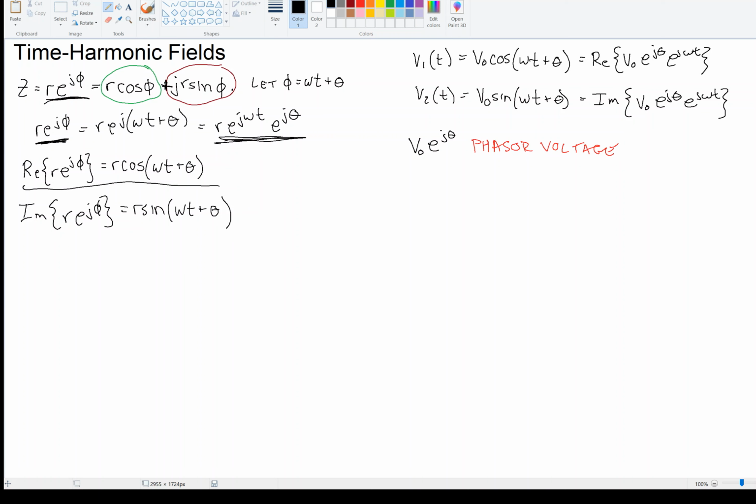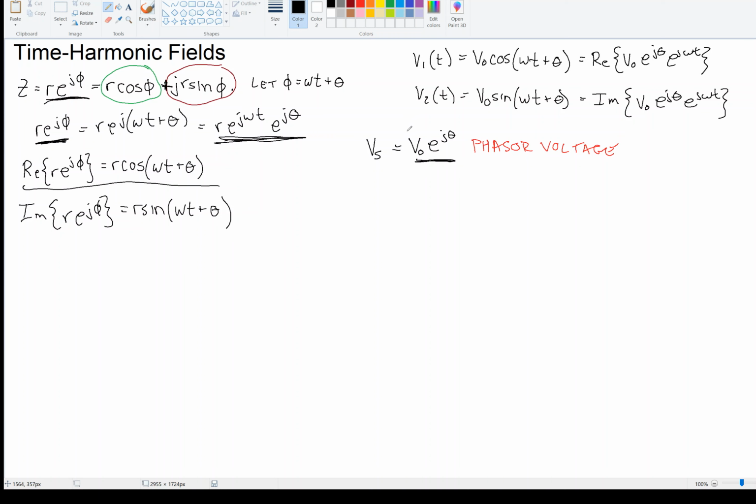We are going to make a lot of use out of these phasors, so we're going to give them their own notation. We are going to give this phasor the notation V sub s. Whenever you see that subscript s, that means we're talking about a phasor, and I've represented the phasor in exponential form, v0 e to the j theta.